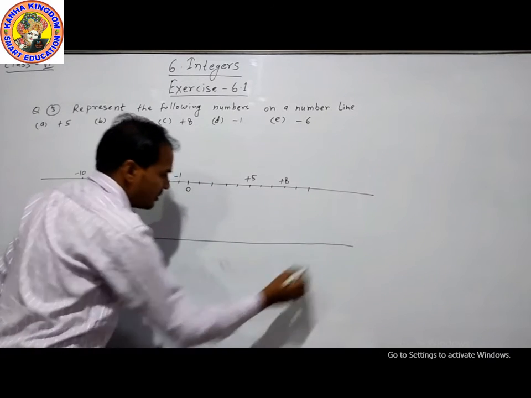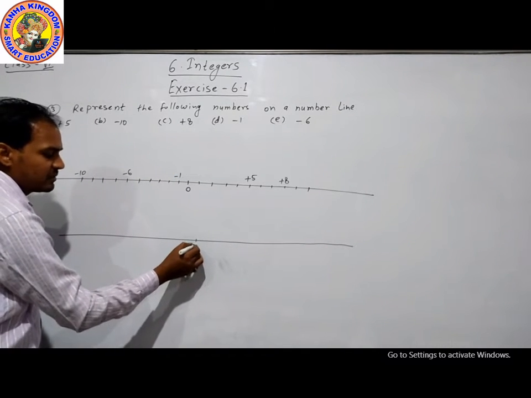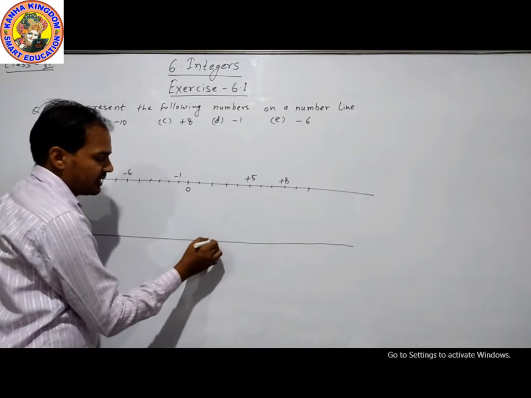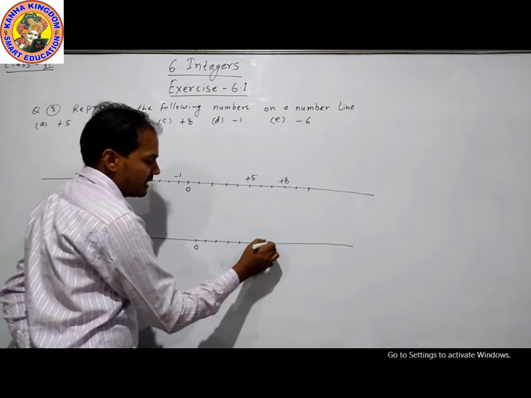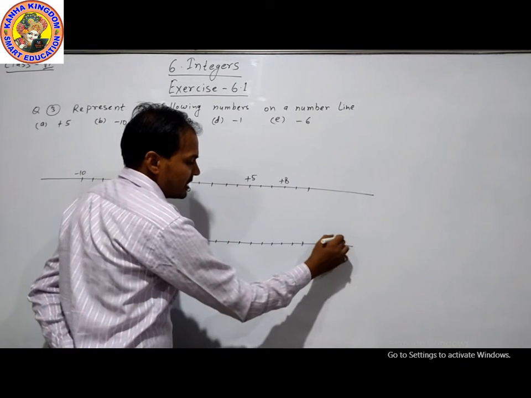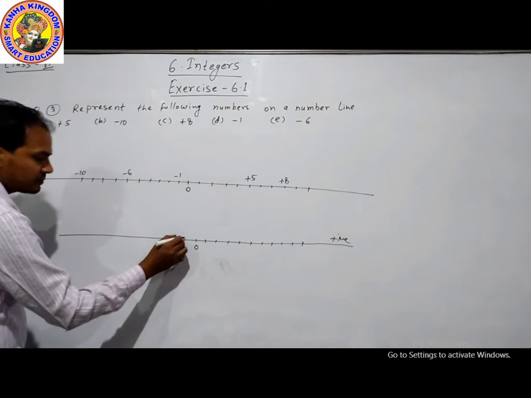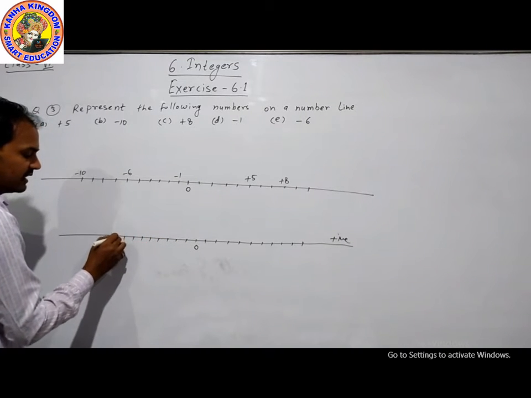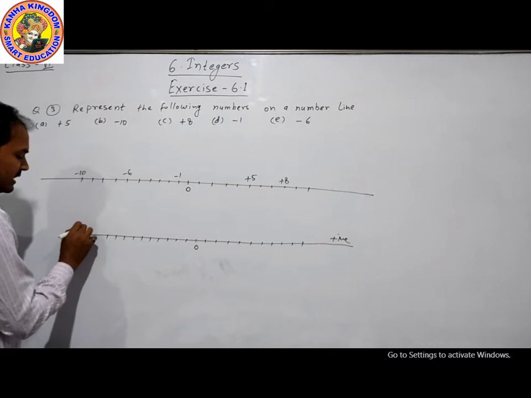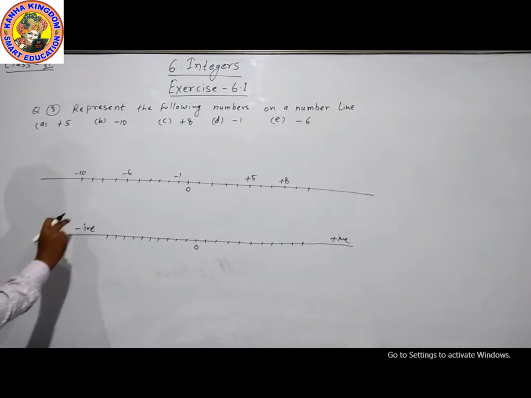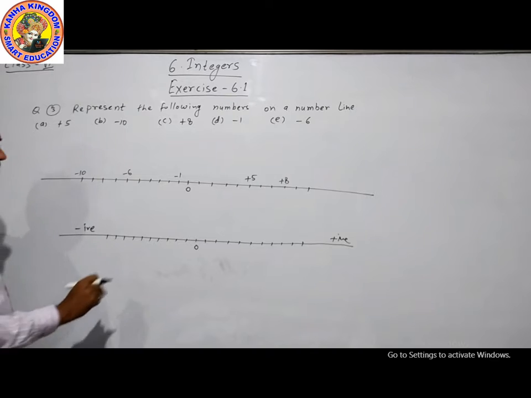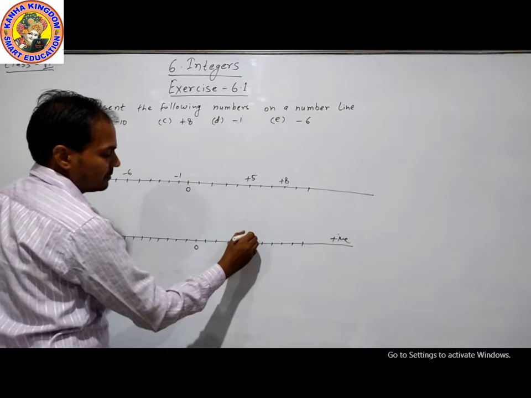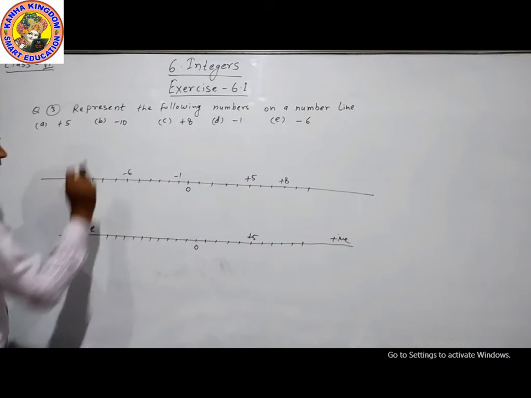First of all, we will draw a line. In the middle part of this, we will denote 0. Now taking equidistant points 1, 2, 3, 4, 5, 6, 7, 8, 9, 10. Here are the positive numbers. Here are the negative numbers. Positive numbers and negative numbers. Now denote plus 5. 1, 2, 3, 4, 5. This is plus 5.